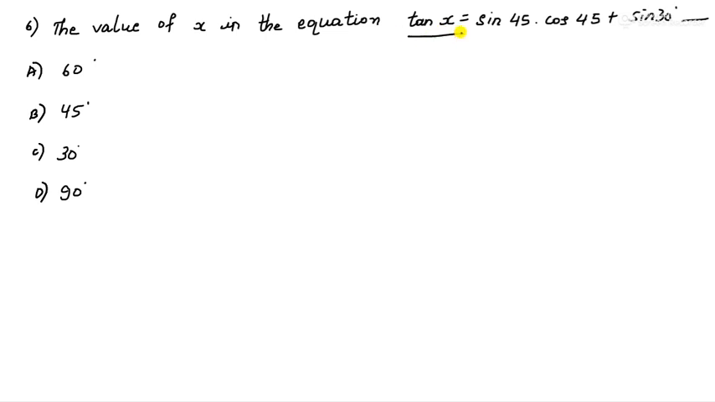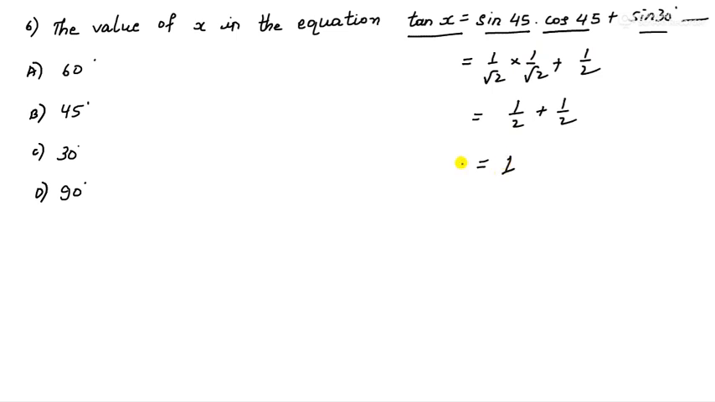Okay, next question number 6, the value of x in the equation. This is the equation: tan x equals sine 45 into cos 45 plus sine 30 degree. So you have to just substitute the values. What is the sine 45 value? It is 1 by root 2. Cos 45 is also 1 by root 2, and sine 30 is 1 by 2.